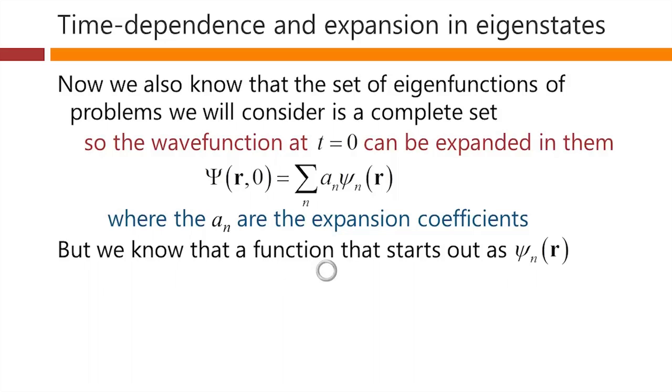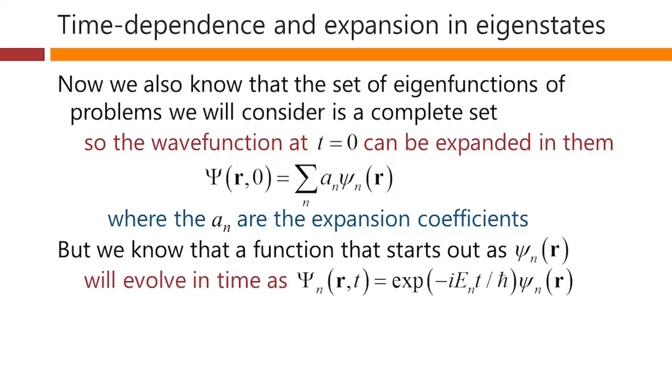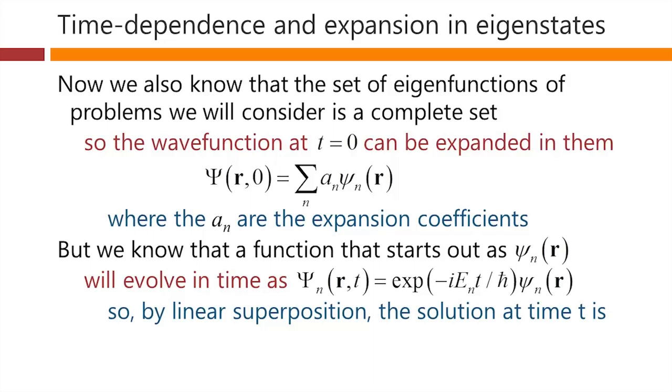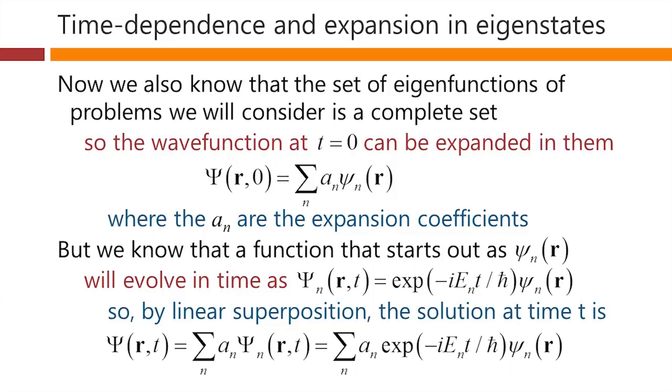But we know that a function that starts out as psi n of r will evolve in time according to this simple multiplicative factor here. So if it's psi n of r at time t equals 0, then at future times that function will simply turn into this one. And so by linear superposition, the solution at time t later is just this sum here.